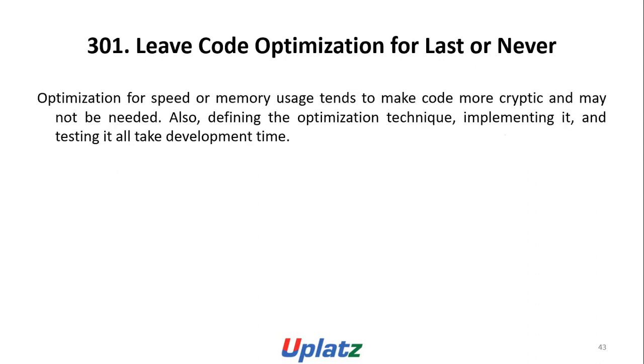Code optimization should come last, if ever. Optimization for speed or memory usage tends to make code more cryptic and may not be needed. Also, defining the optimization technique, implementing it, and testing it all take development time.